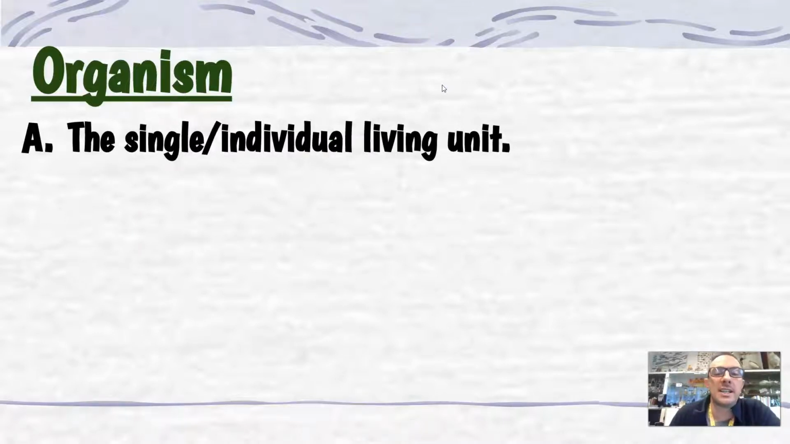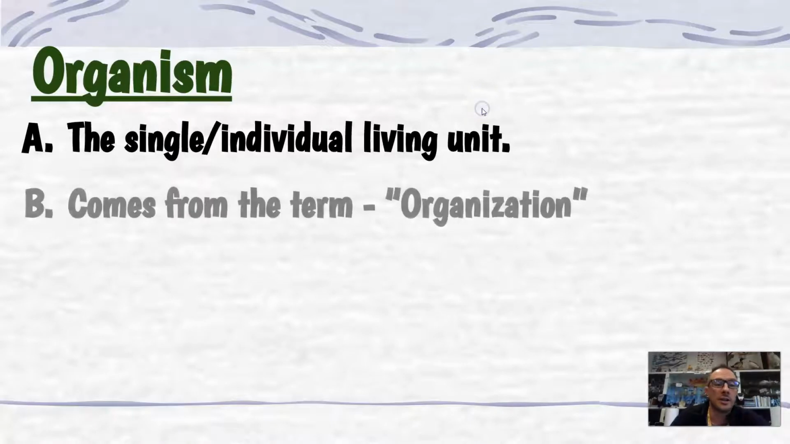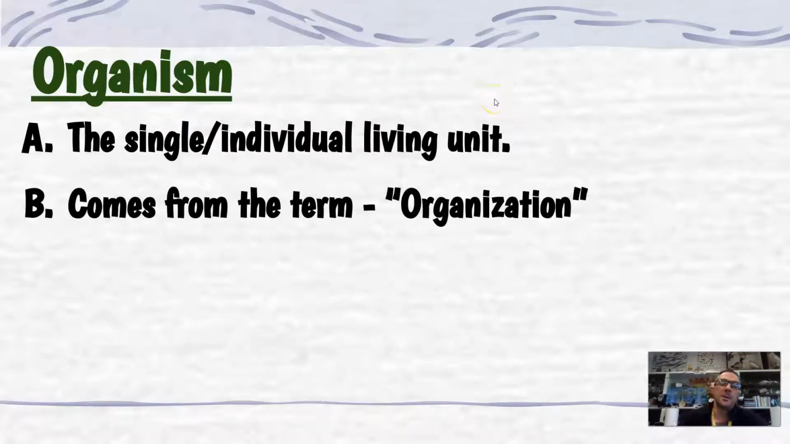So an organism is the single individual living unit. Right? It's not the part, it's the whole thing. So again, a wheel is not a car, right? It's a part of a car, but you have to have all 6 of those characteristics to be the living thing, an organism. An organism comes from the Latin term organization.